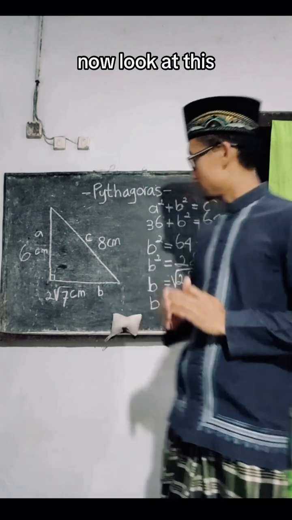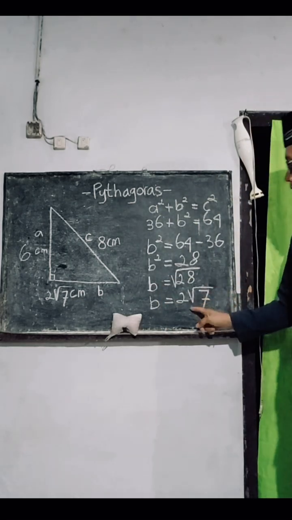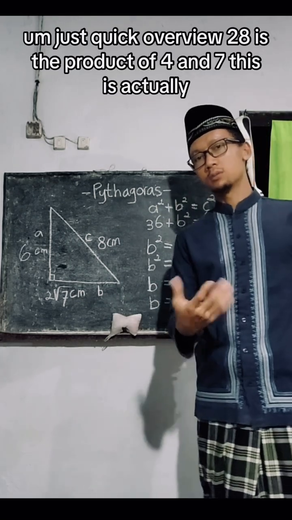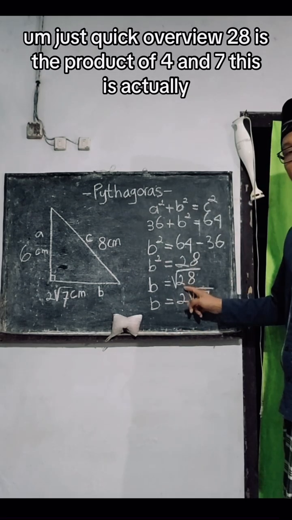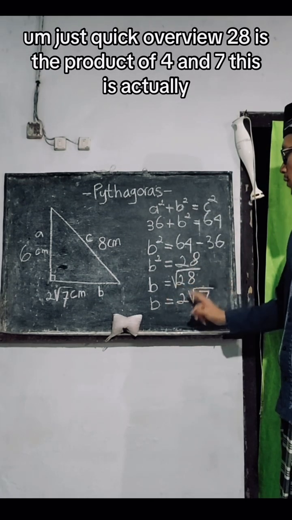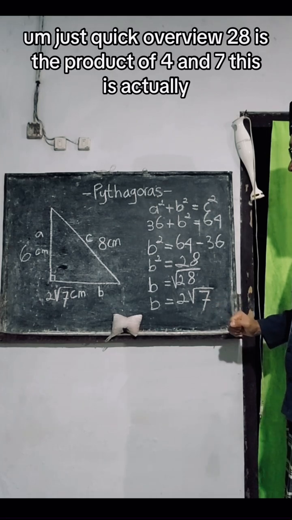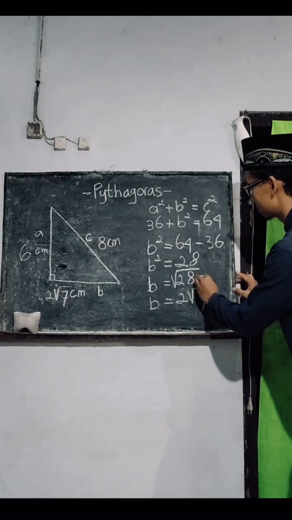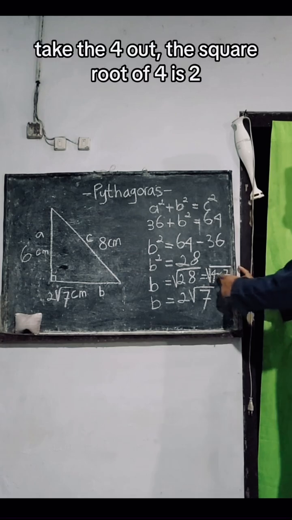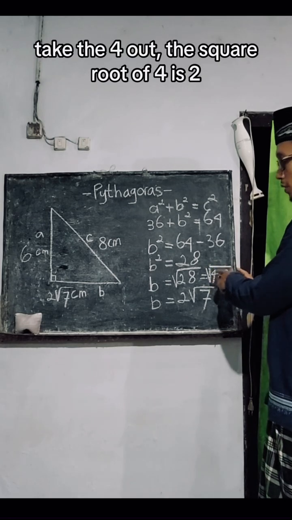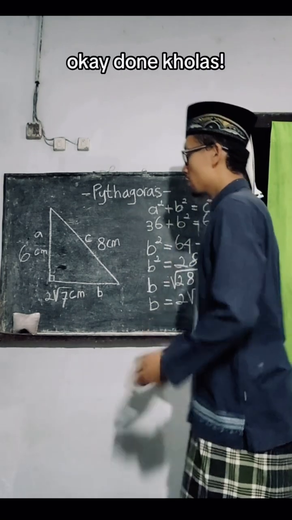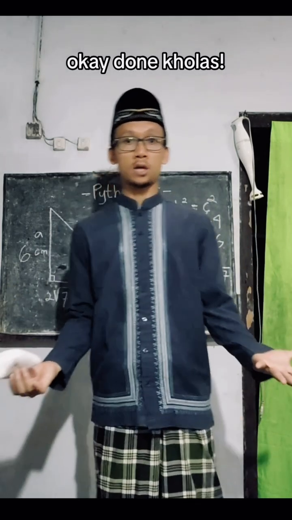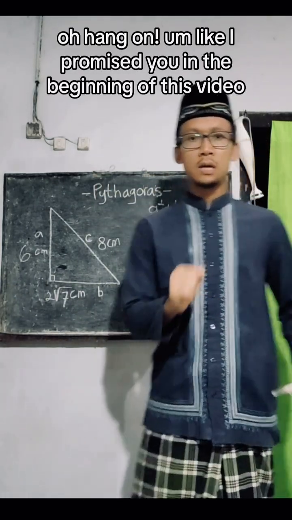Now, look at this. Just a quick overview. 28 is the product of 4 and 7. Take the 4 out, the square root of 4 is 2. Okay, done. Plus, what? Oh, hang on.